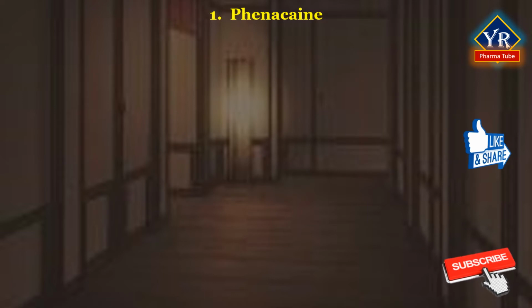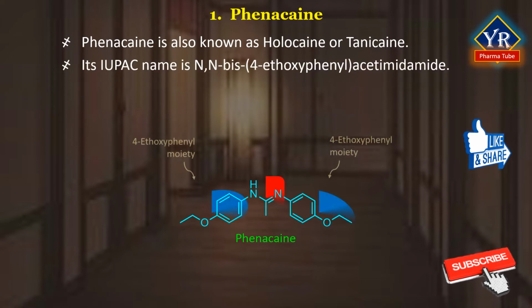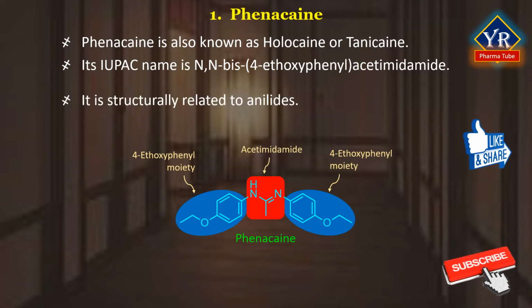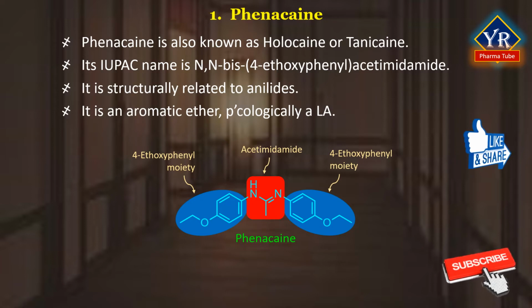Coming to the individual miscellaneous agents, the first drug of this lesson is Phenacaine. Phenacaine is also known as holocaine or tannicaine. It is the oldest synthetic local anesthetic. Its IUPAC name is N,N'-bis(4-ethoxyphenyl)acetamidine. It is structurally related to anilides in that the aromatic ring is attached to an sp2 carbon through a nitrogen bridge. Phenacaine is structurally an aromatic ether, pharmacologically a local anesthetic agent.